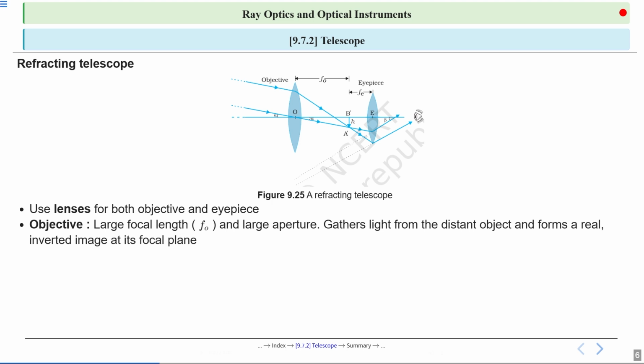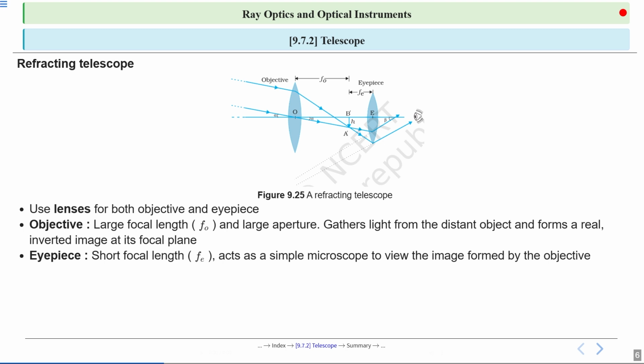The objective lens has a large focal length and aperture. Why the objective has a large focal length and the eyepiece has a small focal length, we will discuss it. This means it can gather more light. Okay, for gathering more light, which is crucial for observing faint distant objects. The objective forms a real inverted image at its focal plane, which is then magnified by the eyepiece.